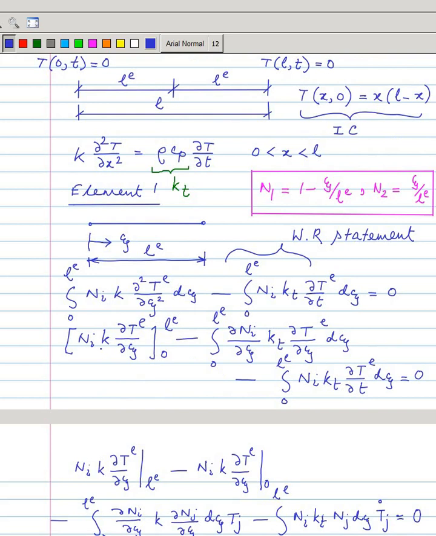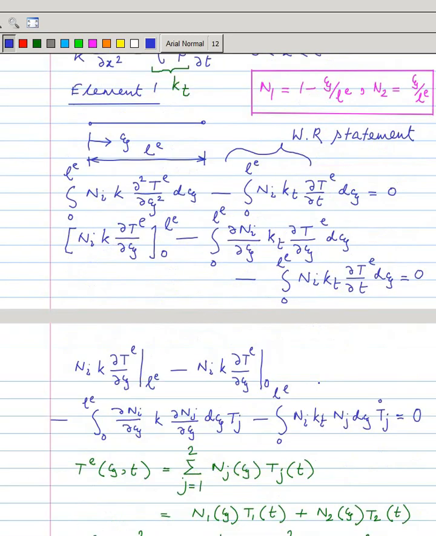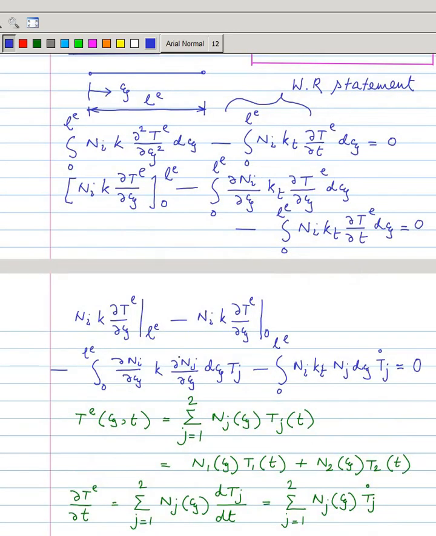So here this is the boundary term, minus this, which is actually integration by parts, which you have already seen. So minus this is this. This is the boundary term, this is coming from this, and this is the term corresponding to this.